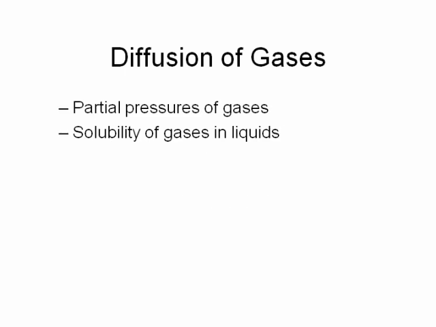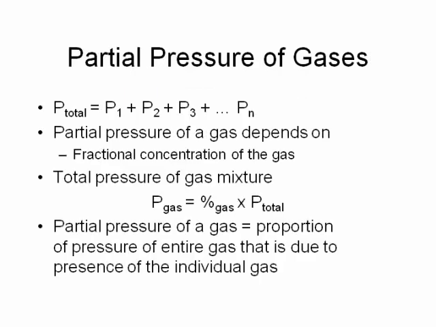Well, gas exchange is due to diffusion of gases. And diffusion is caused by what we call partial pressures of gases, as well as influenced by the solubility, or the ease of the gas to dissolve within liquids, that is, the liquid within cells, as well as within the plasma, etc. So we're going to talk about each of these concepts.